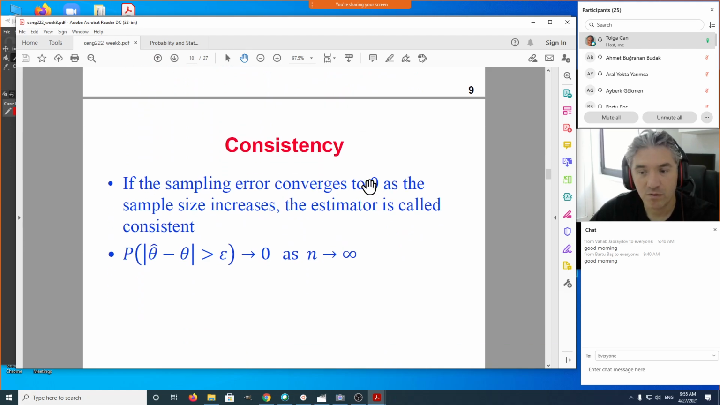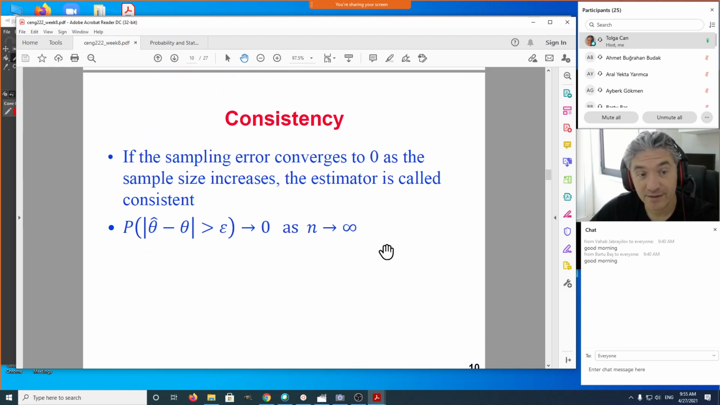Another thing that we talked about was consistency. As the sample size increases, if the absolute difference between your estimator and the population parameter decreases, in other words, if the probability that the difference between them is greater than some epsilon diminishes to 0 as n gets larger, we will have a consistent estimator.